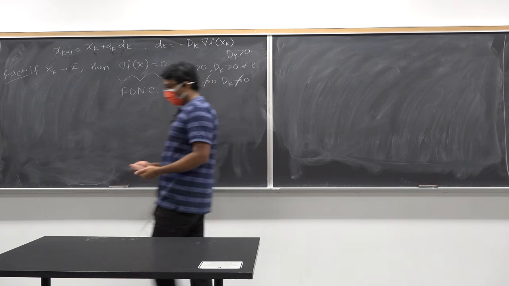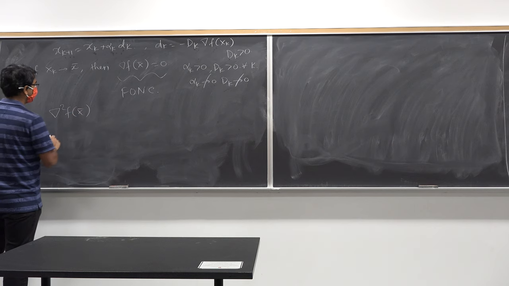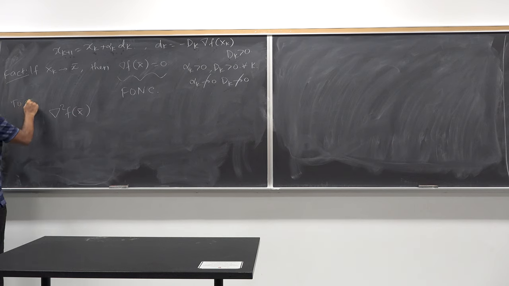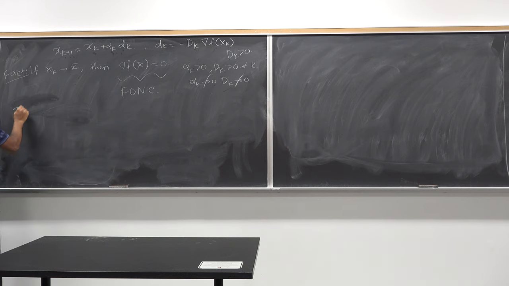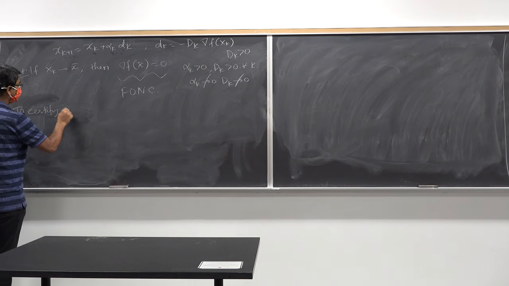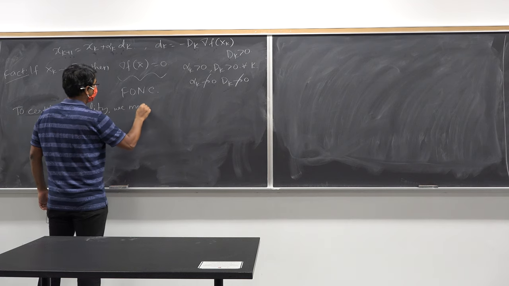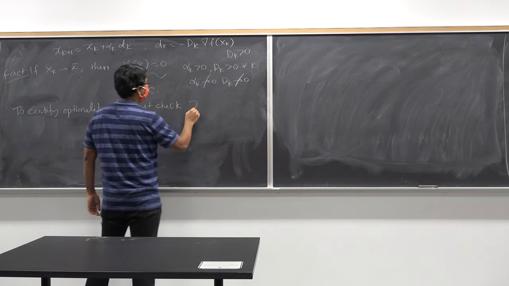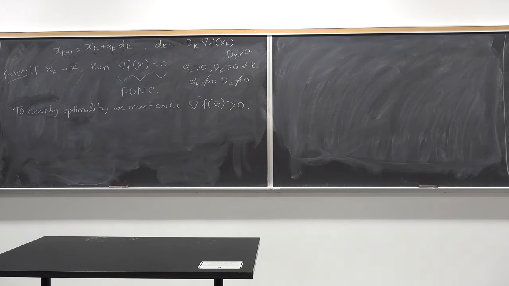And in order to certify that it is an optimal solution, what do you have to do? How do you certify that x bar is an optimal solution? Take the second derivative, right? So to certify optimality, we must check that the second derivative is greater than zero, or that the second derivative is positive definite.